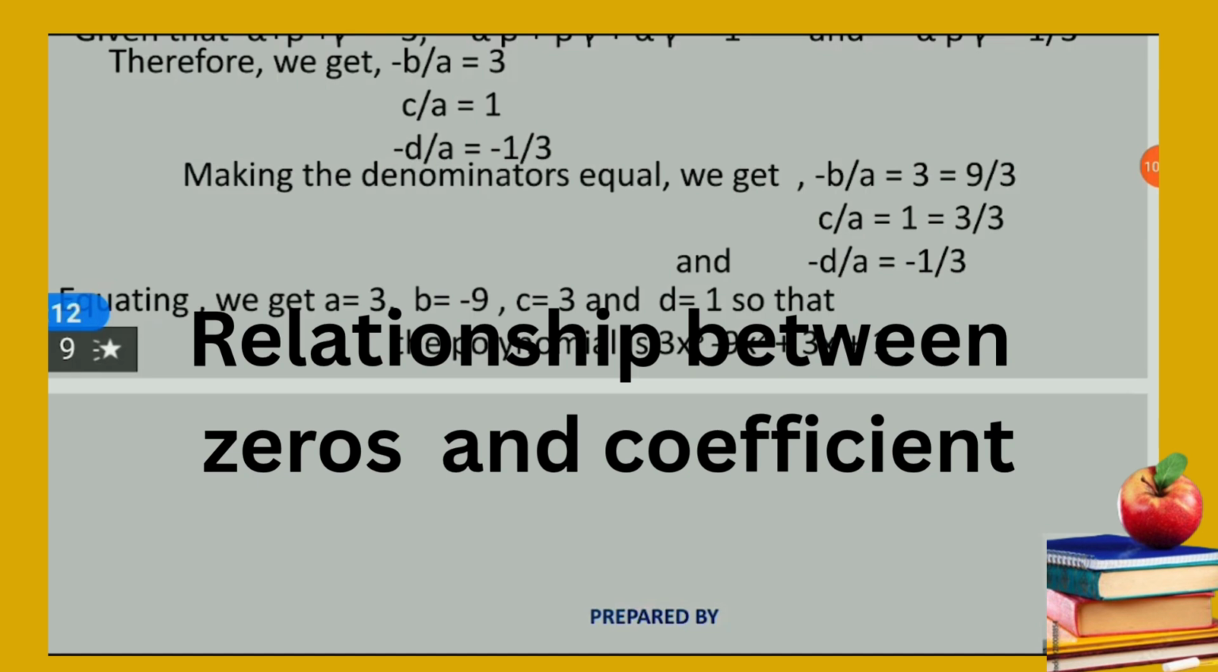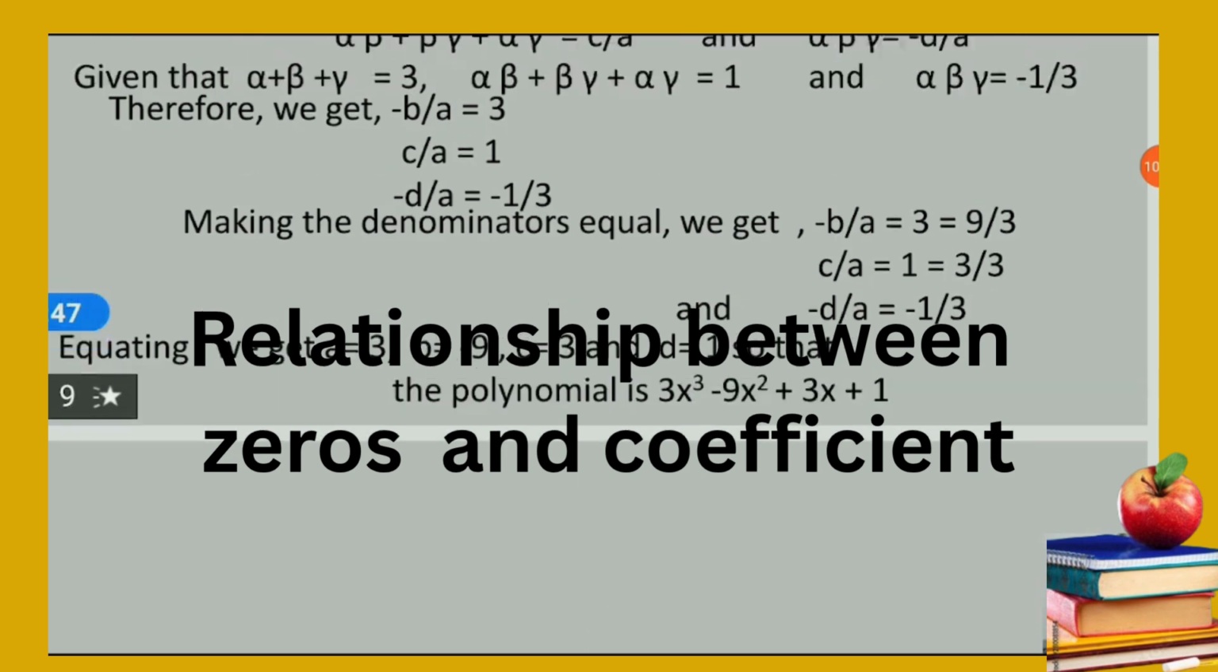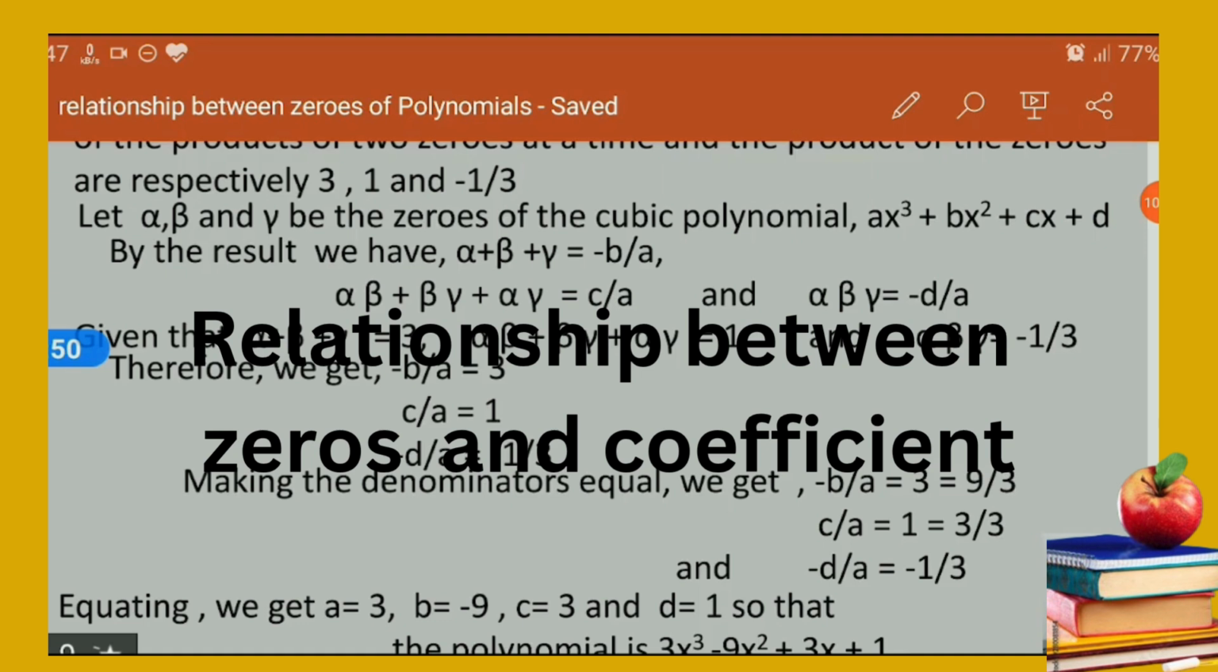I think in this chapter we have studied two ideas, that is, sum and product of zeros for cubic polynomial and quadratic polynomial. Once more as a revision, for a quadratic polynomial, the sum of zeros alpha plus beta is equal to negative b by a. Product of zeros alpha beta is equal to c by a. And for a cubic polynomial, alpha plus beta plus gamma is equal to negative b by a, alpha beta gamma is equal to negative d by a, and alpha beta plus beta gamma plus alpha gamma is equal to c by a.